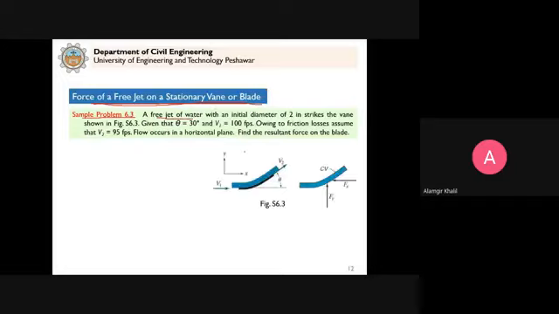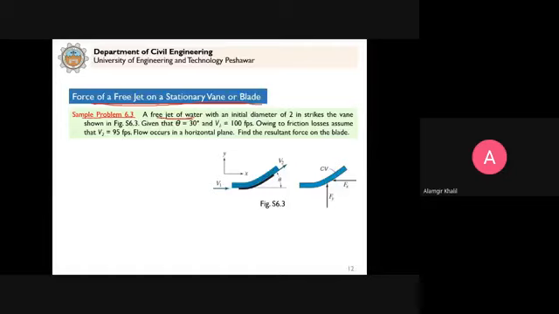So in this case, this vane is at rest and a free jet of water flows over this vane, because you can see there is a change of velocity in magnitude and direction. So there will be a force exerted on this vane. How much is the force exerted? That we want to calculate.